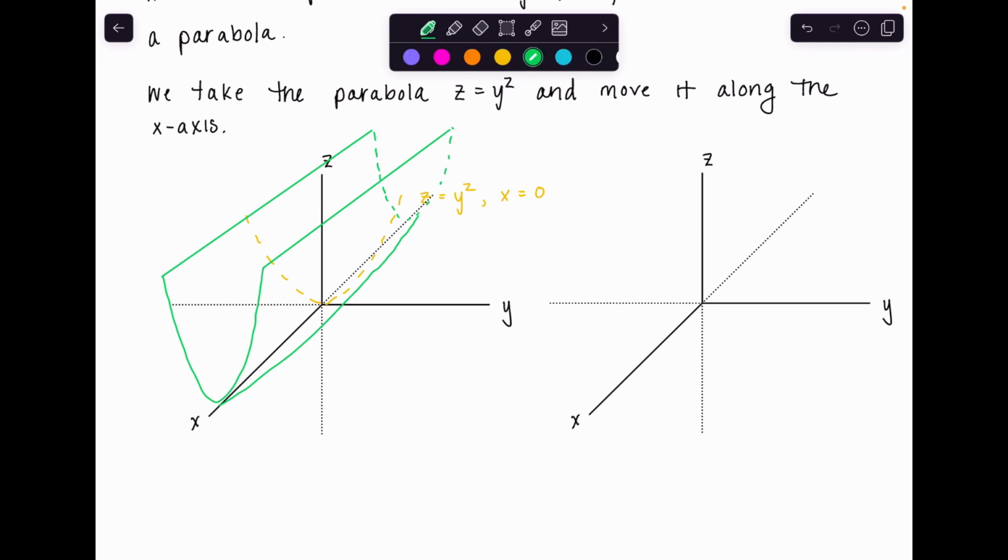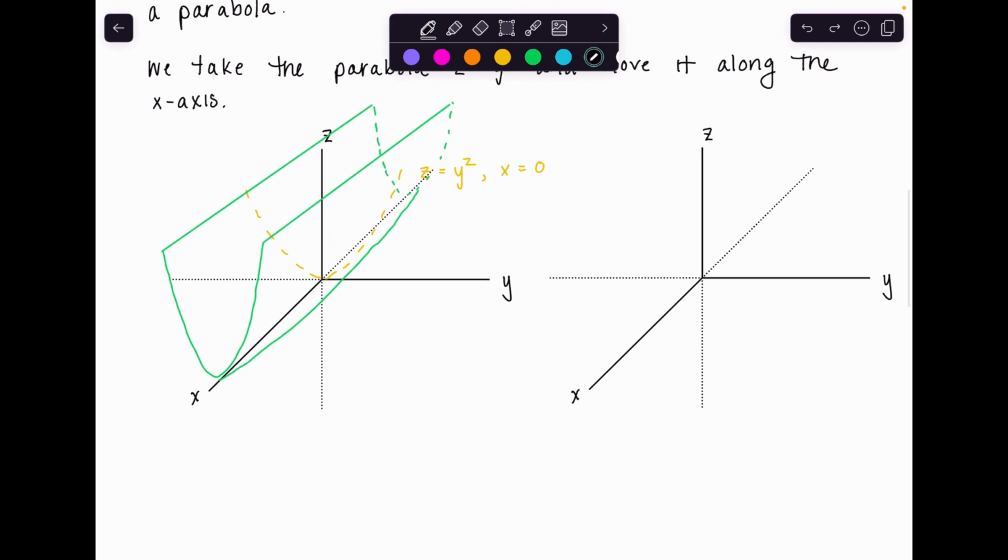If I had a similar equation, say y equals x squared, all that means is you graph the parabola in the xy plane and you drag it along the z. So there's a lot of symmetry. Because it's got this parabola shape, but I'm moving it along the x-axis, we call this a parabolic cylinder.